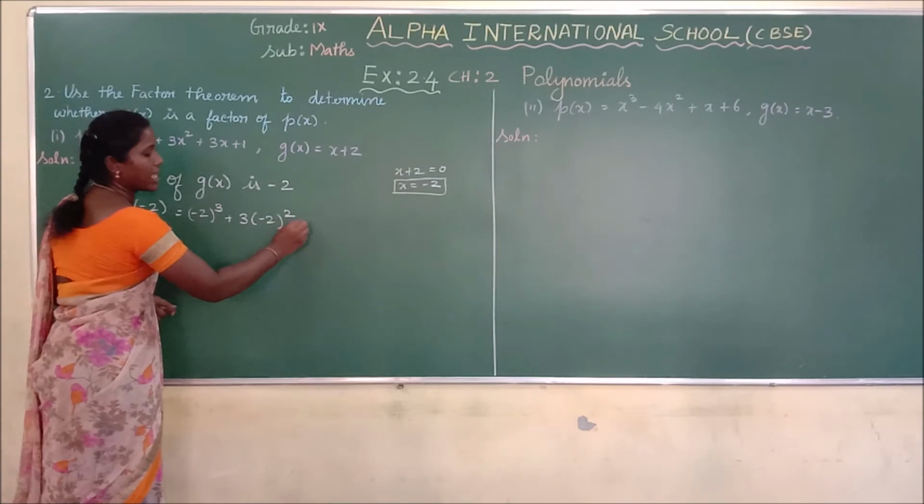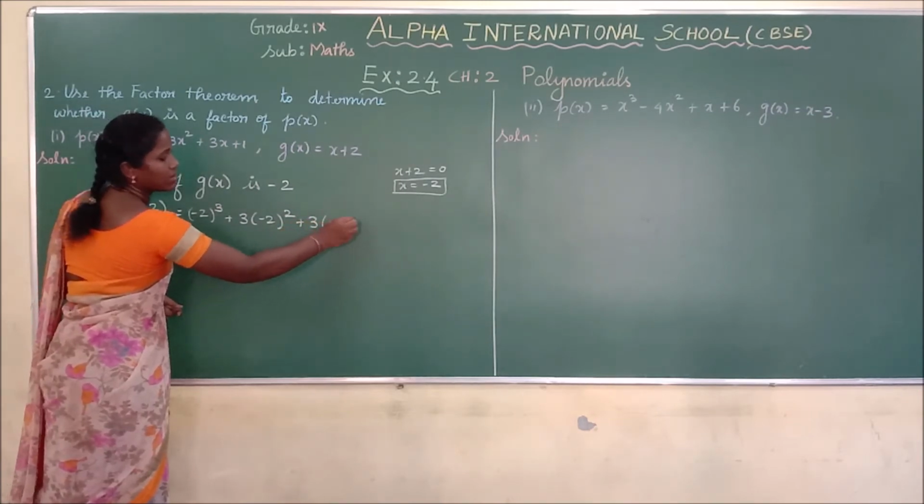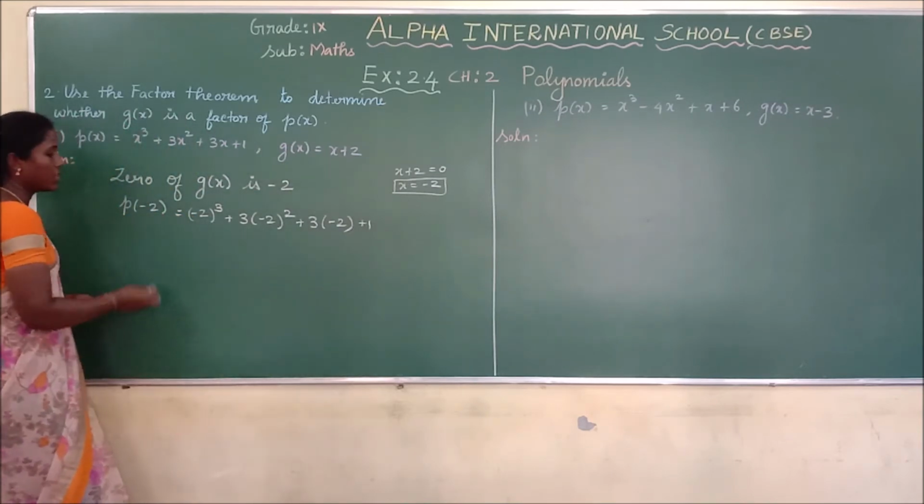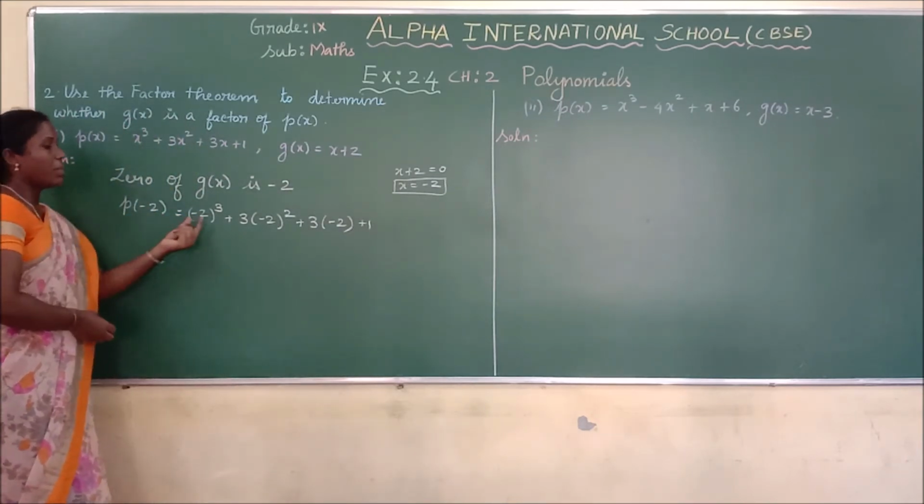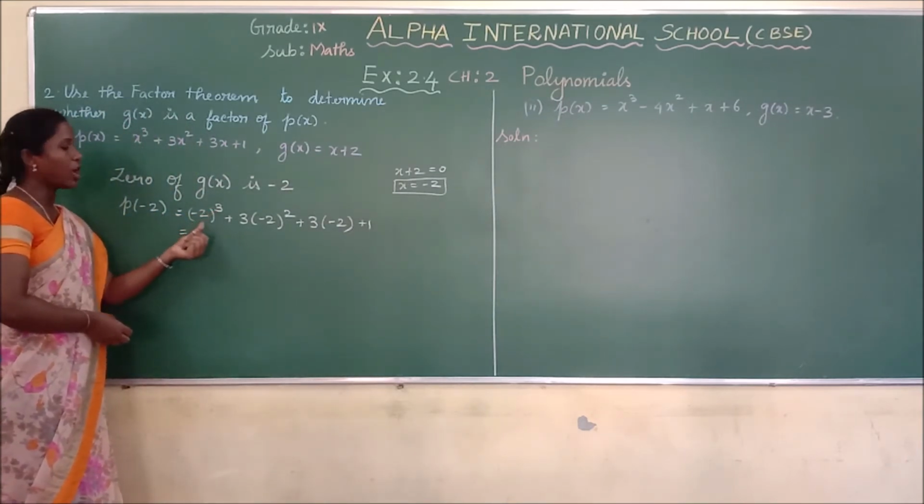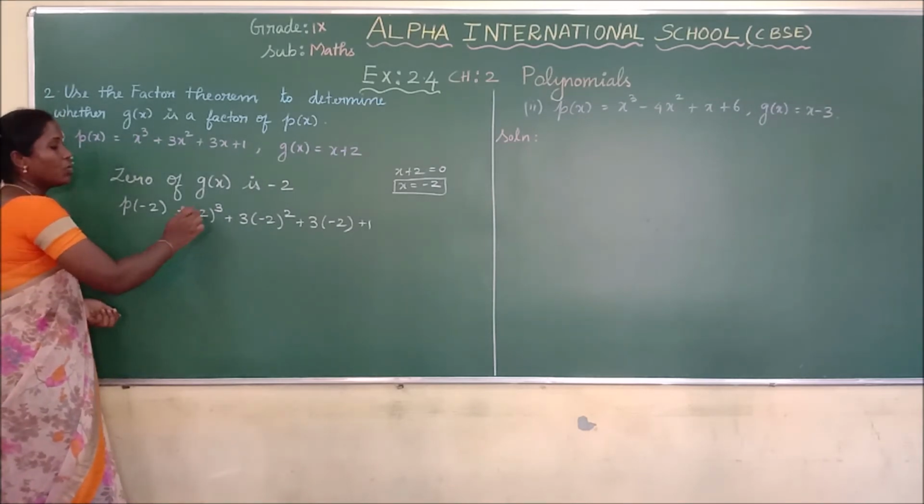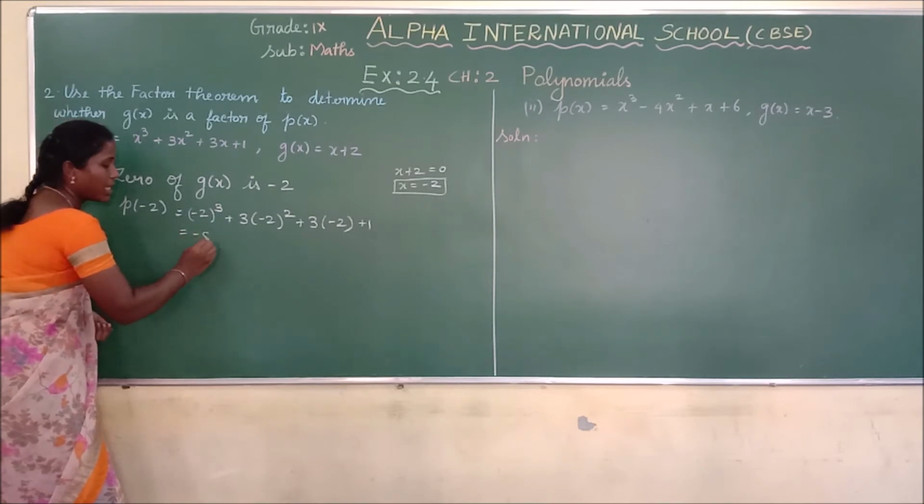Next term plus 3x, so 3 into x minus 2, plus the constant term 1. Now find the remainder. Minus 2 the whole cube, isn't it? We have to multiply 2 three times: 2 times 2 is 4, 4 times 2 is 8. So our power means it is minus 8.